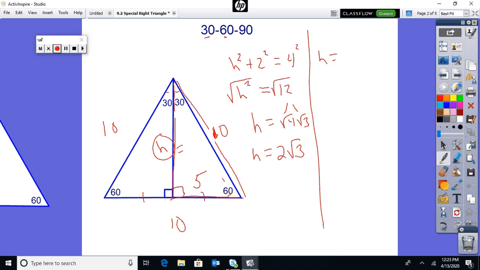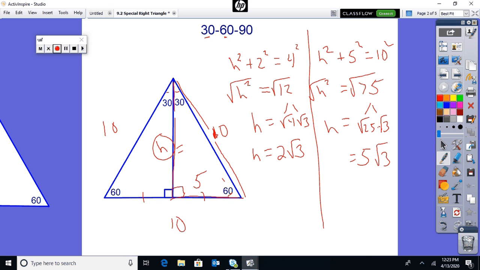So the h now, h squared plus 5 squared equals 10 squared. So h squared, so 25 off of 100 is 75. Square root both sides. H equals, break this down, root 25, root 3. And I get 5 roots of 3.